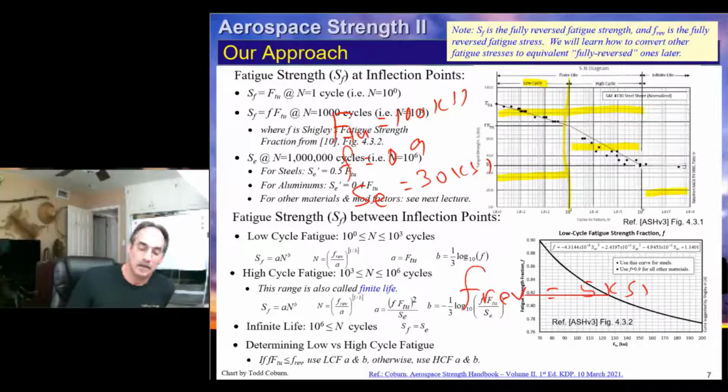Could you repeat that one more time, Professor? If we have a steel with an FTU of 100 KSI, an F of 0.9, and an S sub E of 30 KSI, and we have a fully reversed stress applied to this part of 5 KSI, what is our fatigue strength?